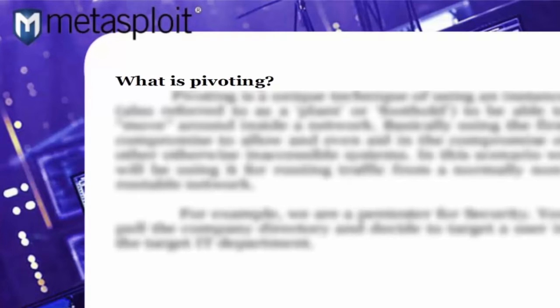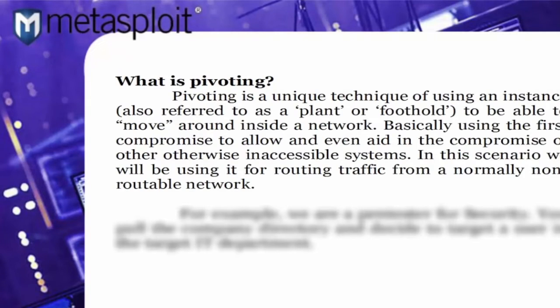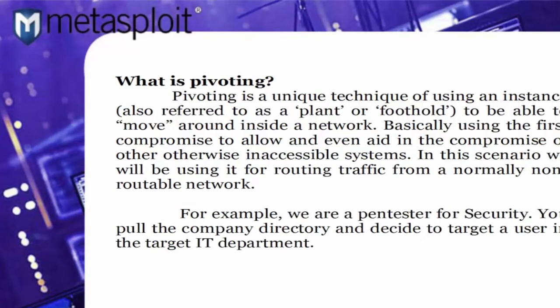What is pivoting? Pivoting is a unique technique of using an instance to be able to move around inside a network, basically using the first compromise to allow and even aid in the compromise of otherwise inaccessible systems. In this scenario, we will be using it for routing traffic from a normally non-routable network. For example, we are a pen tester for security. You pull the company directory and decide to target a user in the target IT department.